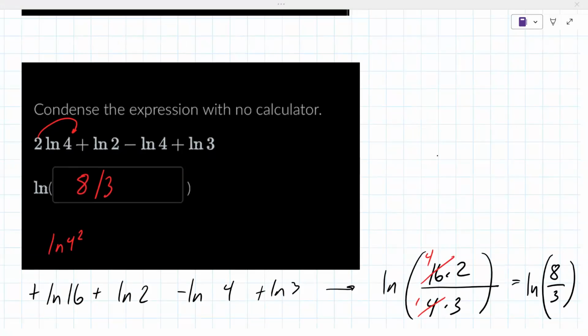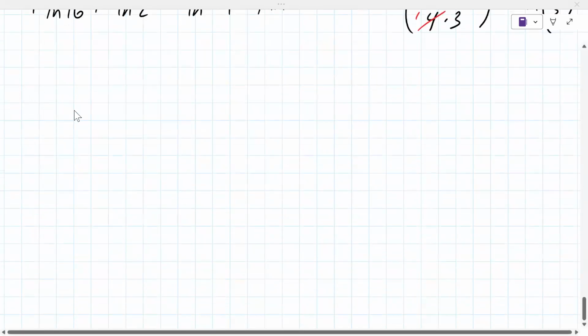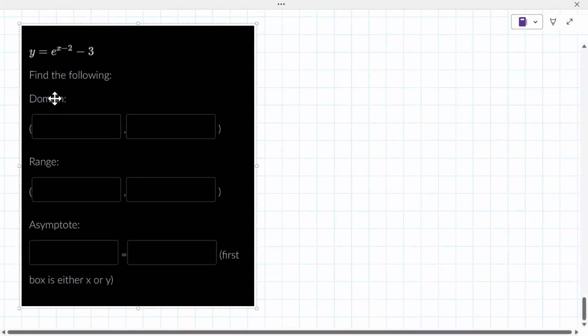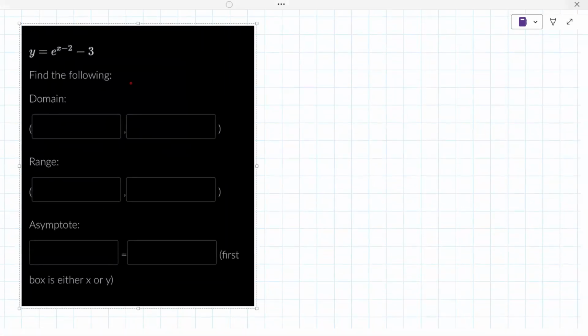Is that okay? Yes. All right, so 8 is kind of like a reset of the first problem we did. Some of the same things apply. This is another exponential problem. It's e instead of a number. Domain is always minus infinity to infinity.